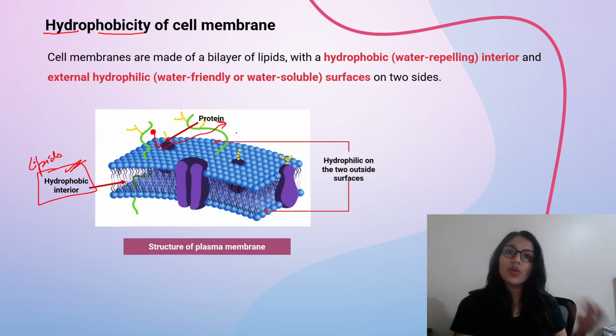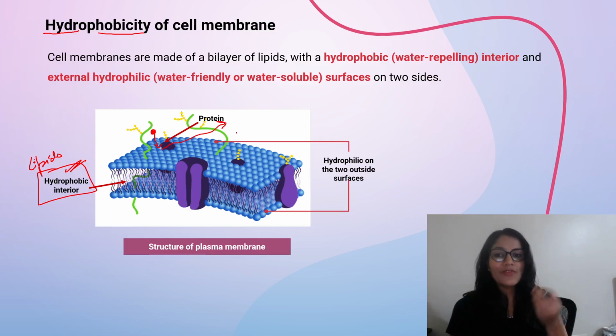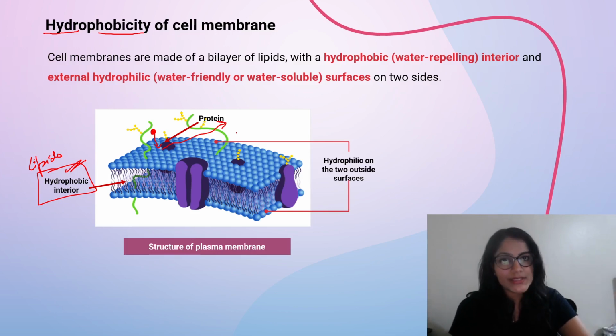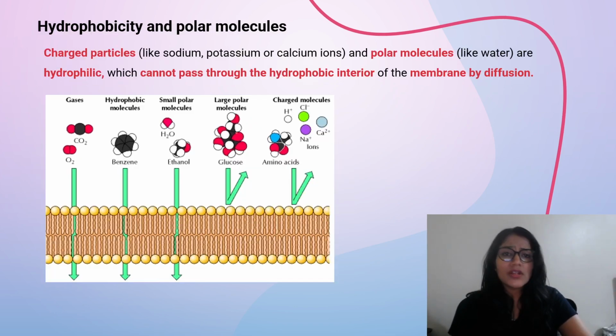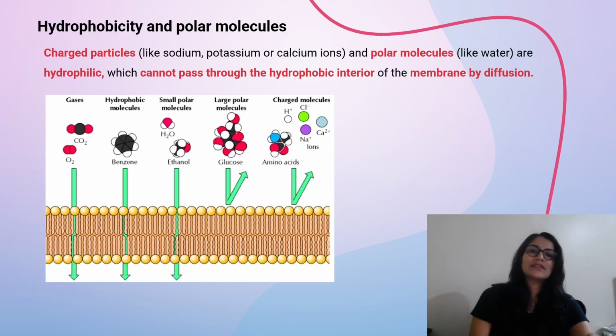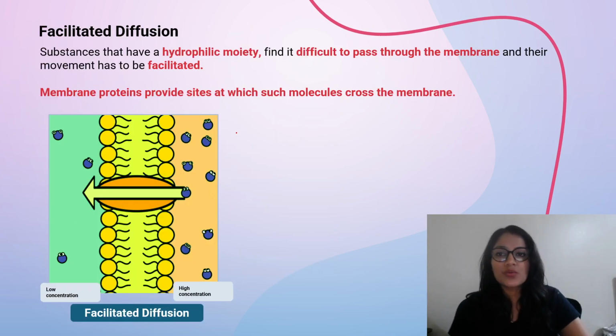Now how is the water molecule going to enter inside the cell? If we have this kind of condition, then how are water molecules, polar molecules, or charged molecules going to enter inside the cell? In the last class itself, we discussed that yes, there is a method known as facilitated diffusion.